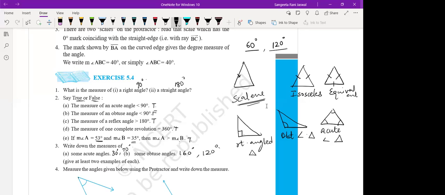Hurry up, everyone. Why are the videos off? Turn on your videos, please. Everyone has to turn on the video and keep it on. Quickly make these angles. 60 degrees and 120 degrees.